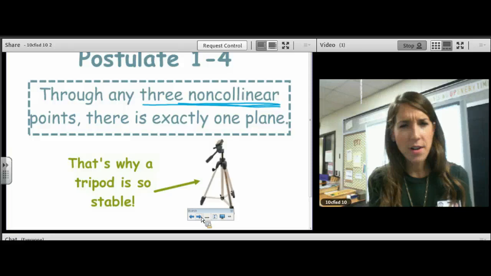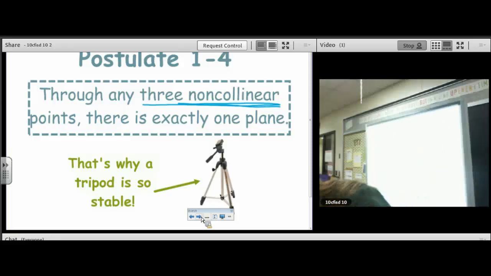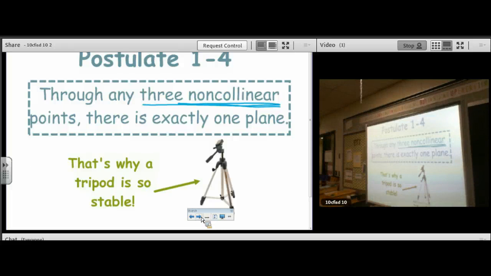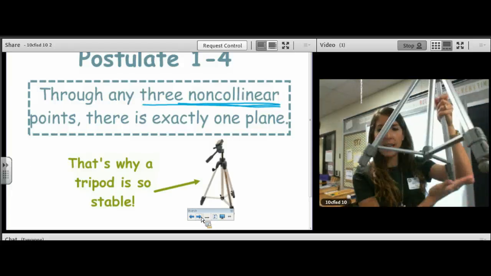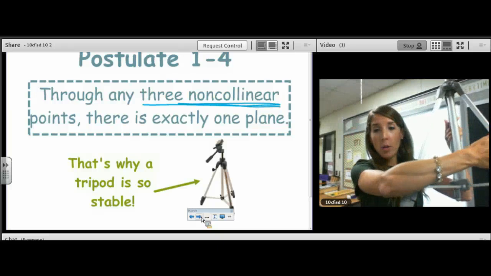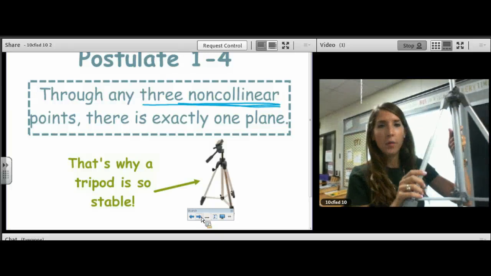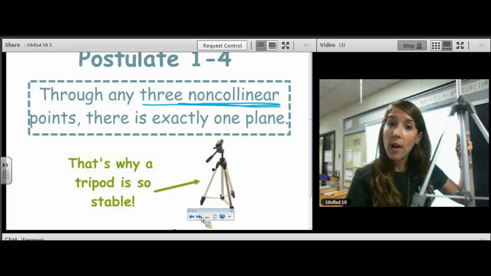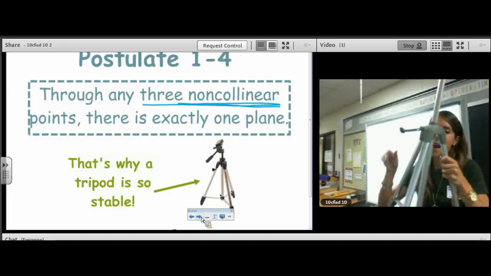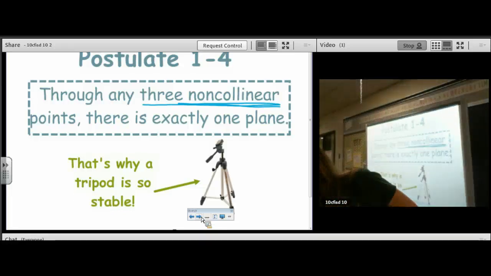Why does that word non-collinear need to be in there? If you took a tripod, this one is not going to let me do it, but if you took a tripod and you put all 3 of these in a row, you lined them up, they're collinear, the tripod would fall over, right? If all 3 of the legs were in a row. So that's why they have to be non-collinear points, okay?